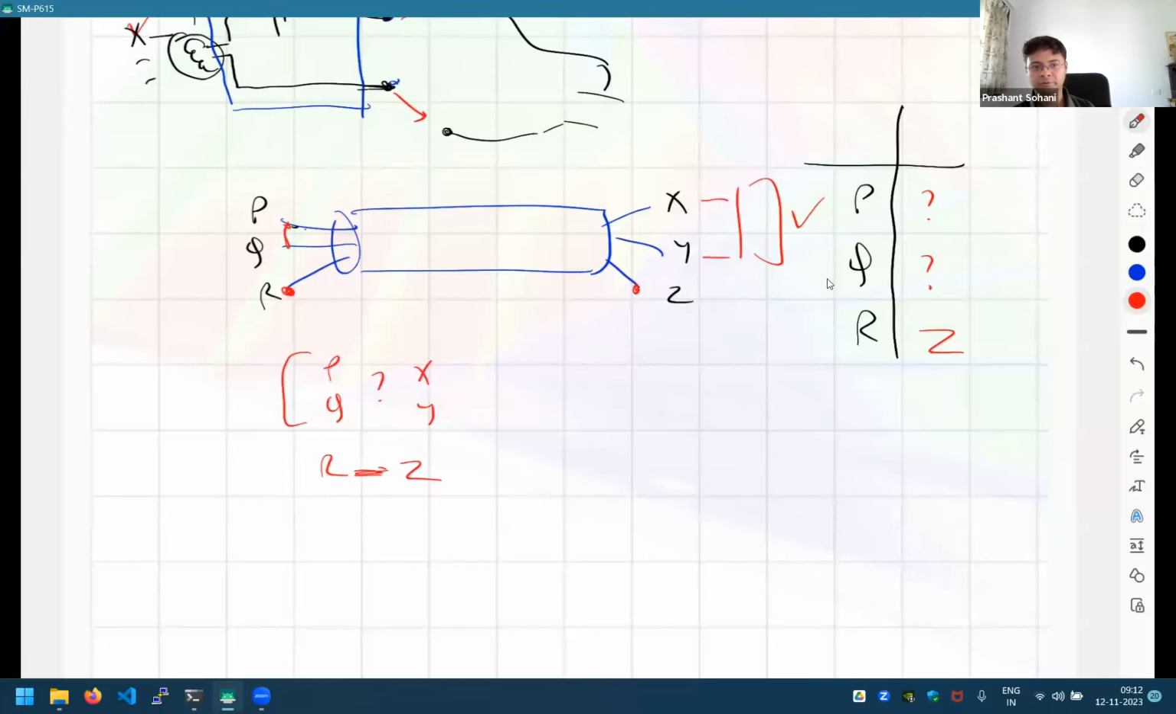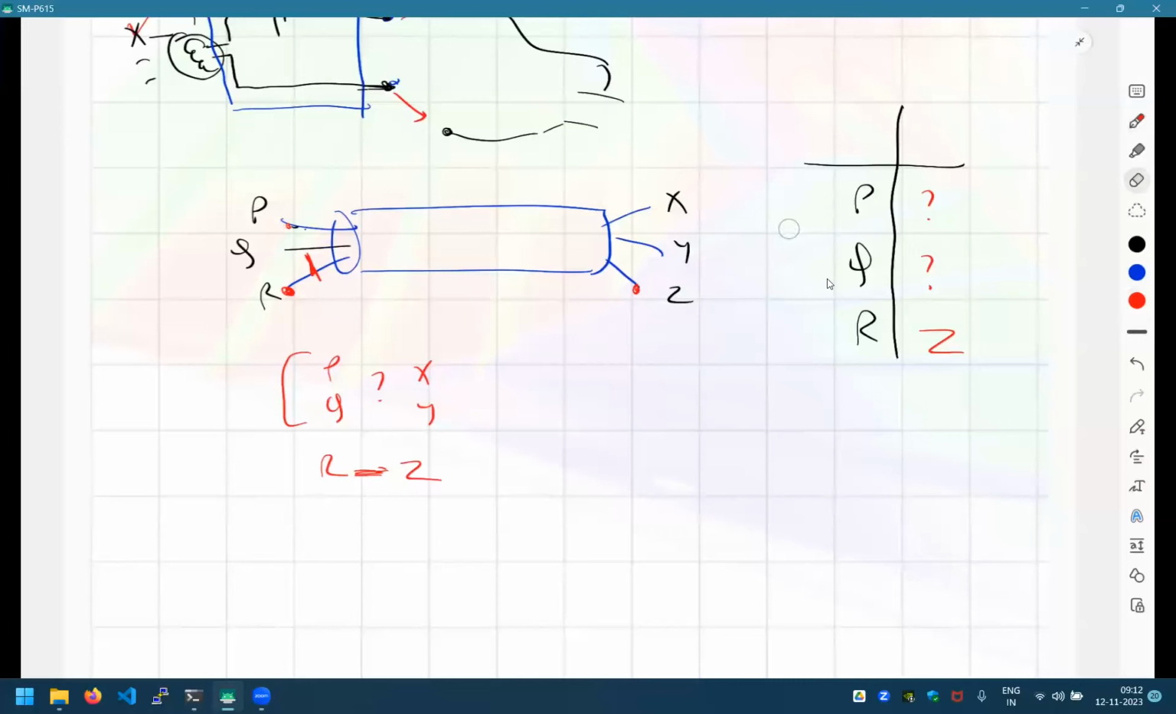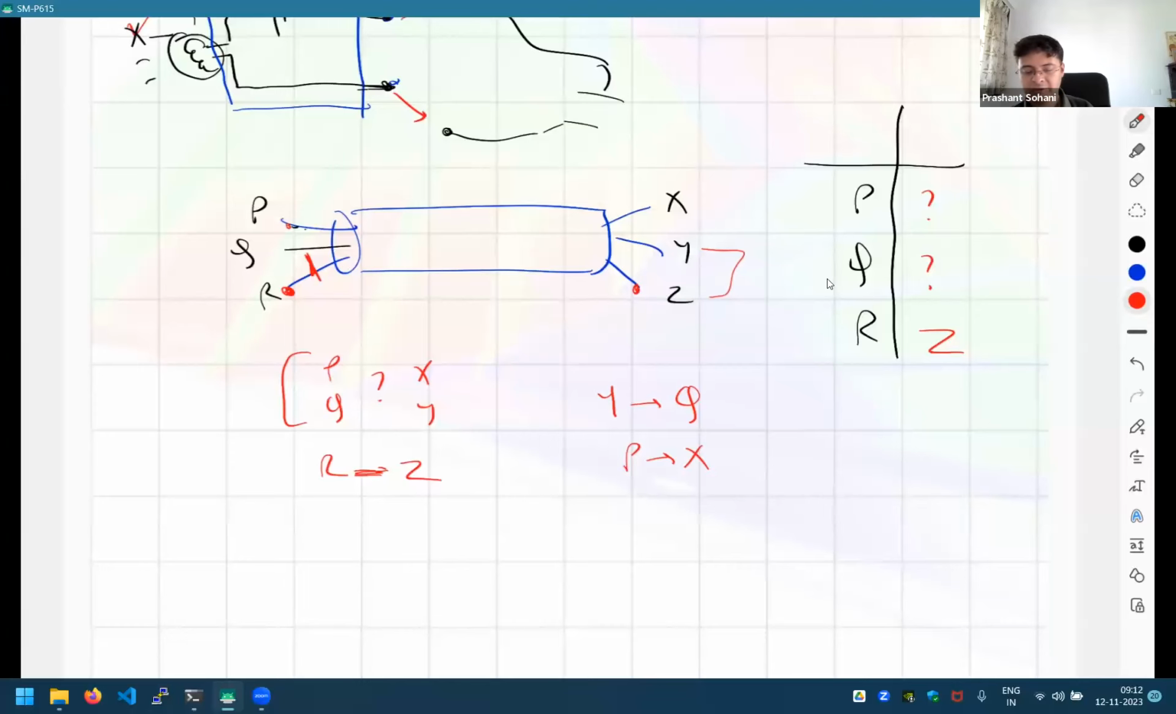Then after that, what should we do? We go again to that side, then untie PQ and join QR. Then we go to the other side and again find P, and as we find P, we get Q. So when you come to this side, you now know that R is connected to Z. Now whichever completes the circuit, let us say Z and Y complete the circuit, then we know that Y has to be equal to Q and therefore P has to be equal to X, right? So does everybody agree with this strategy?